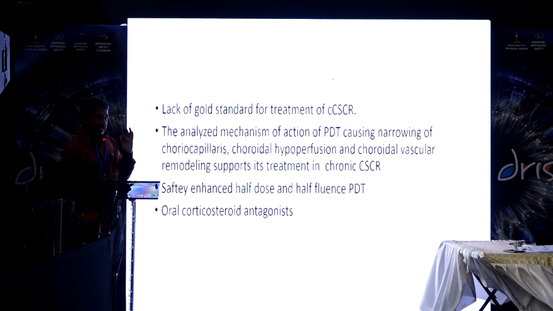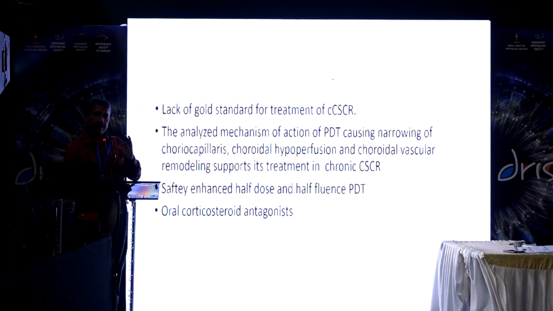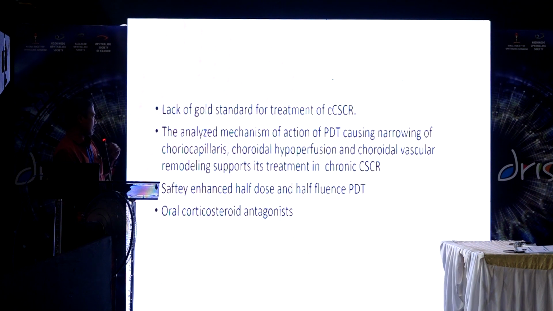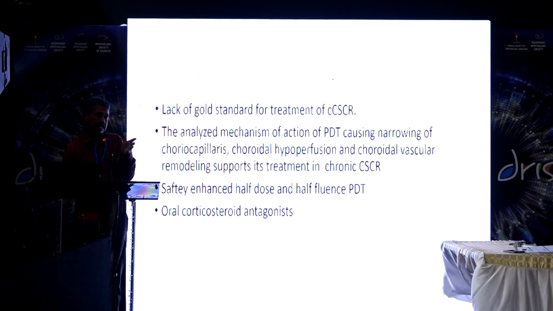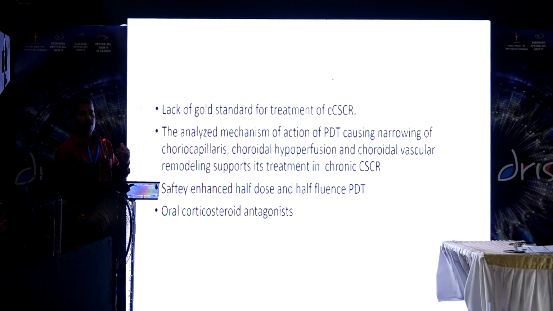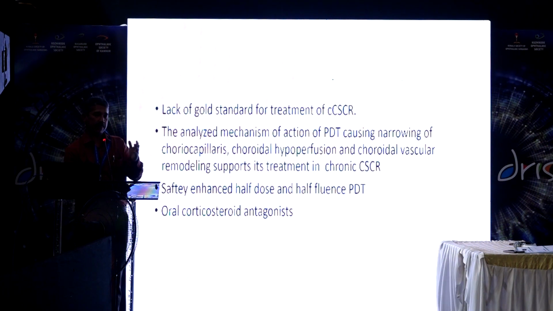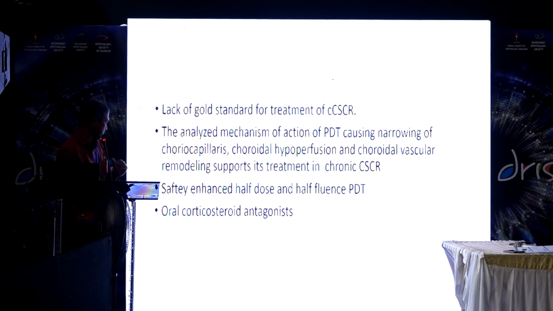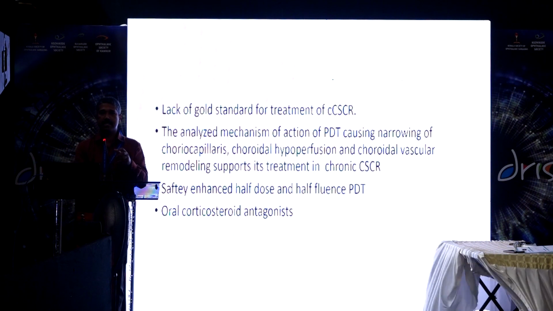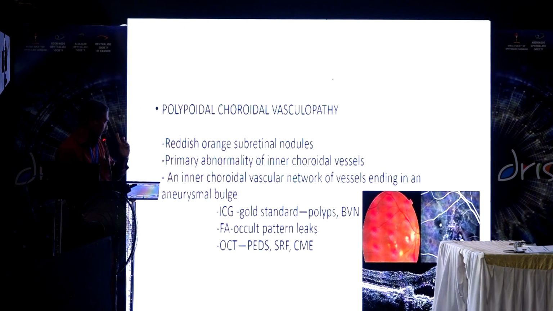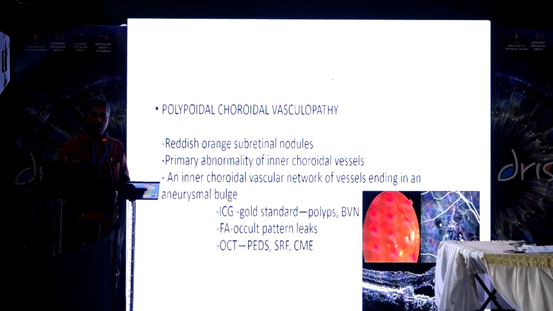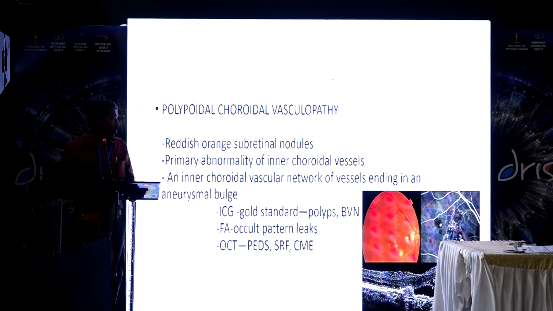So there is no gold standard for the treatment of chronic CSR. Actually PDT, because it remodels the choroid, is a viable option in the treatment of chronic CSR. But PDT is not as safe a treatment as you might think; it has its own complications. So to reduce these complications, you have a safety-enhanced treatment, that is half-dose or half-fluence PDT. We know CSR is probably caused by the stimulation of the mineralocorticoid receptors in the choroid. So you can also use anti-mineralocorticoid agents like spironolactone, and many other things, even rifampicin, can be used.